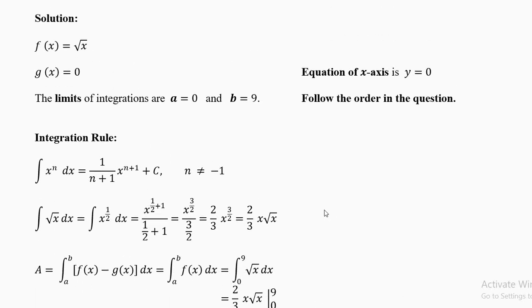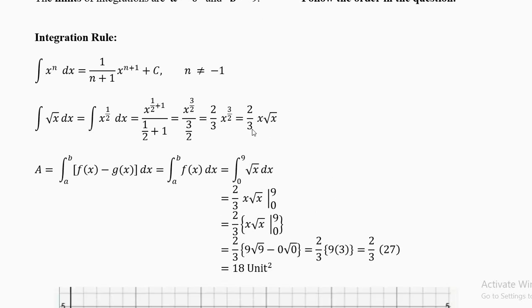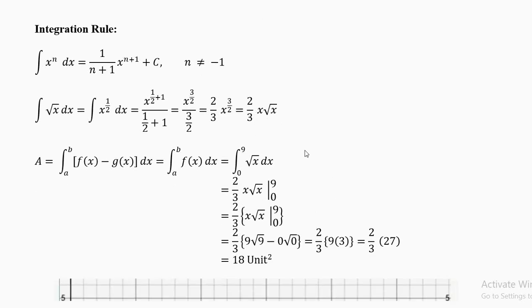This is a power half function, and what is the rule for the power function? It is 1 over n plus 1 into x power n plus 1 plus c, n not equal to minus 1. We do not need the plus c, and n equal to half. Half plus 1 is 3 by 2, x power 3 by 2 divided by 3 by 2 is 2 over 3, x power 3 by 2. Which you can write as 2 over 3 x root x.